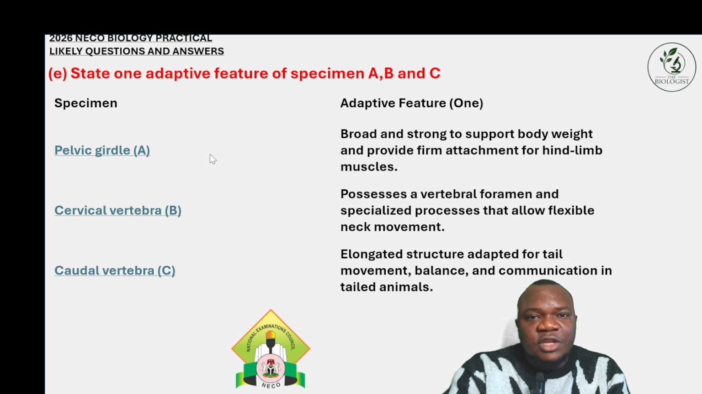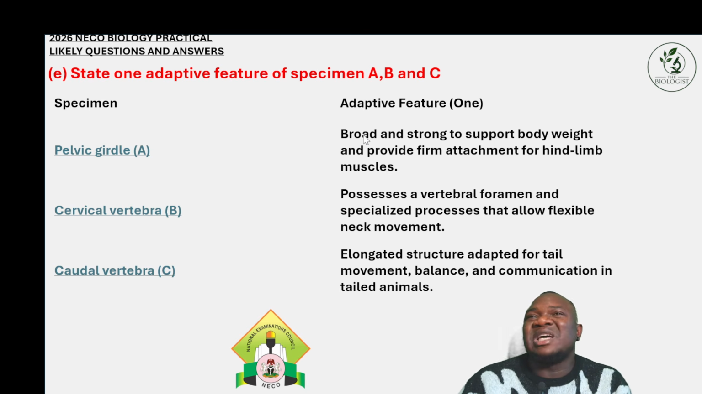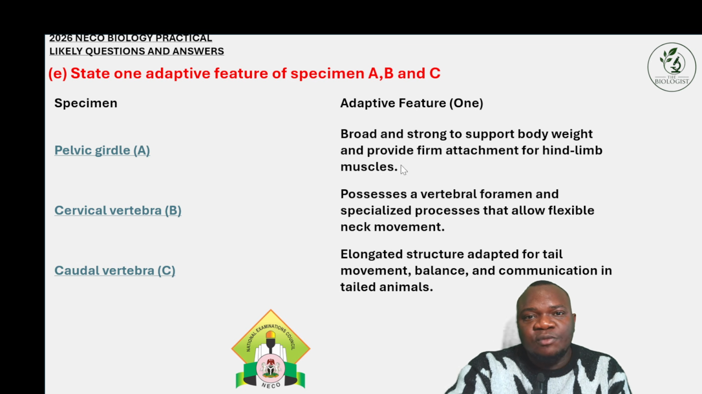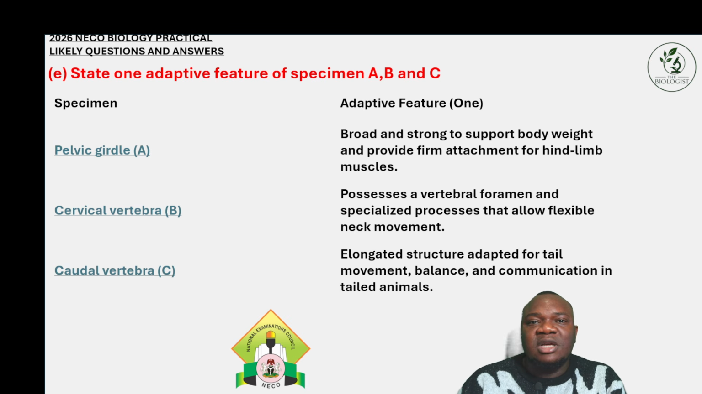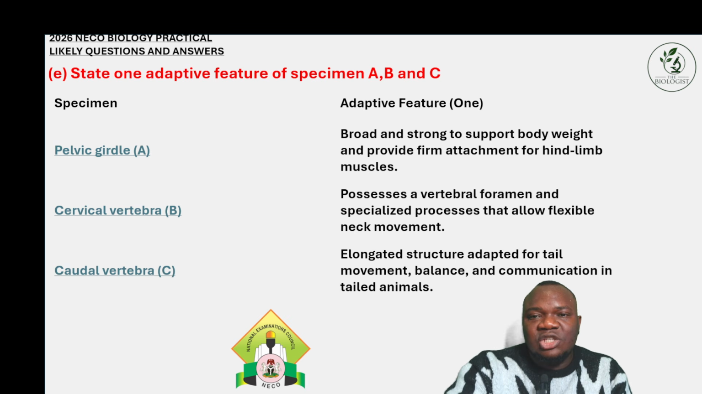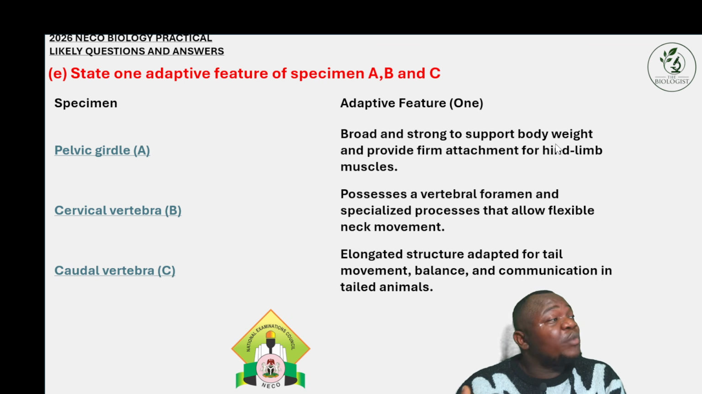Okay, so for the pelvic girdle, they're broad. How did they adapt for them to carry out the functions? So for the pelvic girdle, they're broad and strong to support body weight and provide firm attachment for the hind limb, so that it can be easy for you to be balanced and prevent unnecessary problems. So support body weight. That's why it's very important to maintain your weight so that your hind limb can be able to manage the weight of your body.